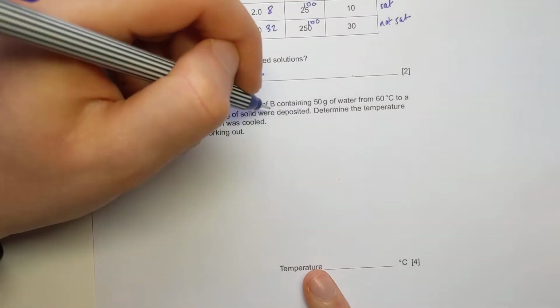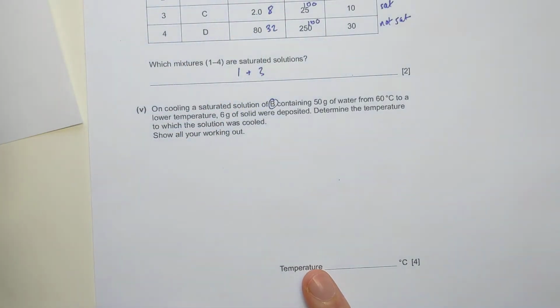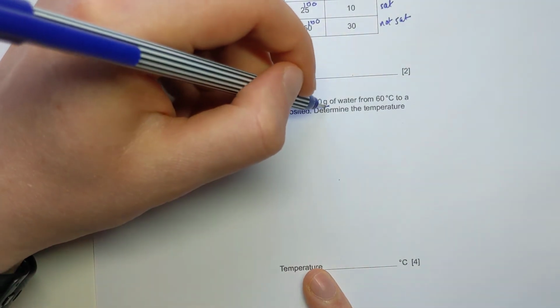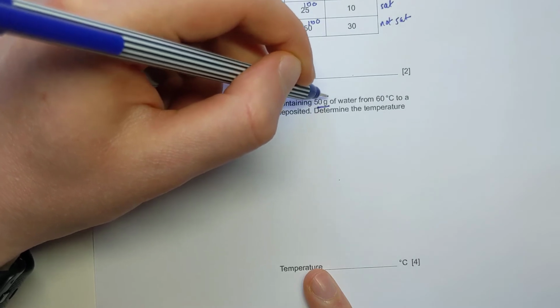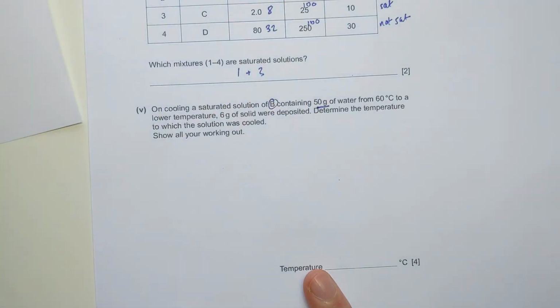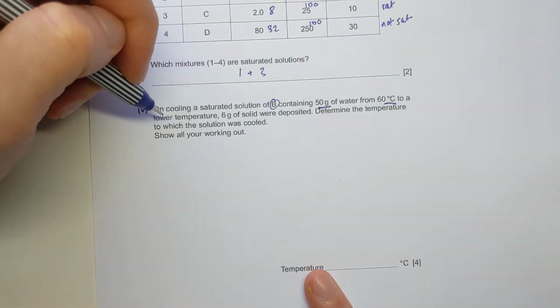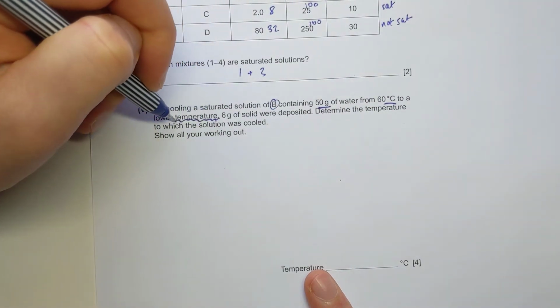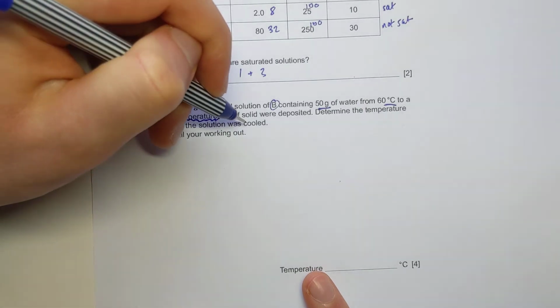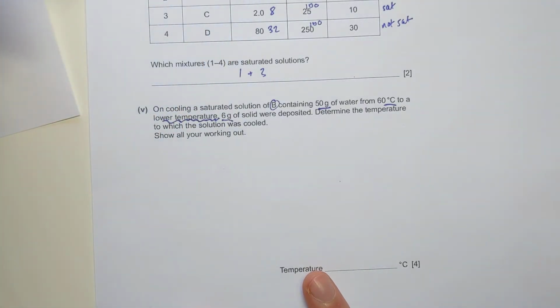So first thing is, this is about B, so I know that's one substance I'm looking at. It's got 50 grams of water, so I'm thinking already I might need to scale that up or down from 100. It's at 60 degrees C and it's being cooled. Now this one's a wee bit different. It's not actually telling me what temperature it's being cooled to. I'm going to have to work that out, but it does tell me how much has been deposited.